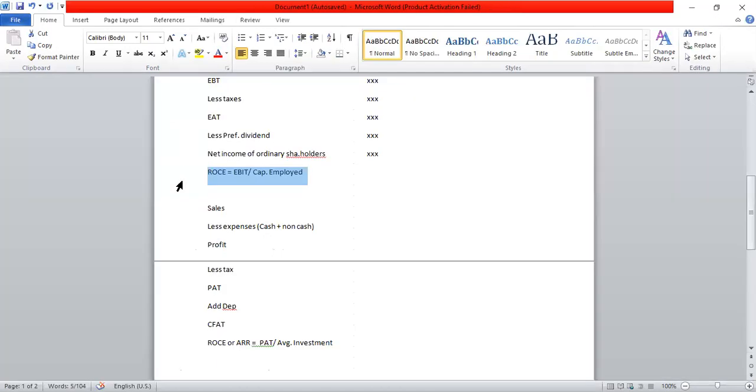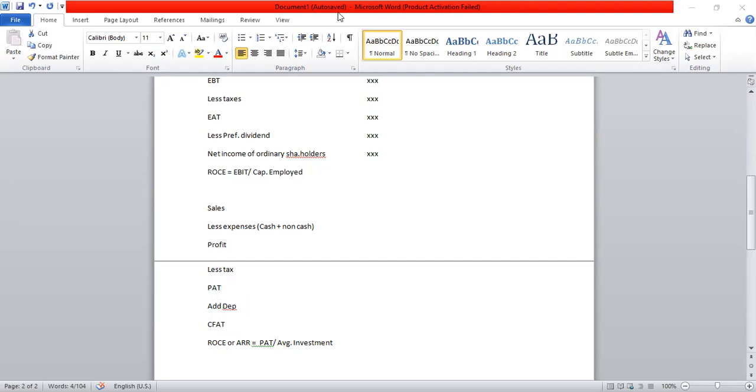What is the logic here? What is the difference between these two, profit after tax and cash flow after tax? What do you see is the difference? Profit after tax, add depreciation, is cash flow after tax. So we have cash flow after tax. Deduct depreciation to arrive at profit after tax. So take what is depreciation.